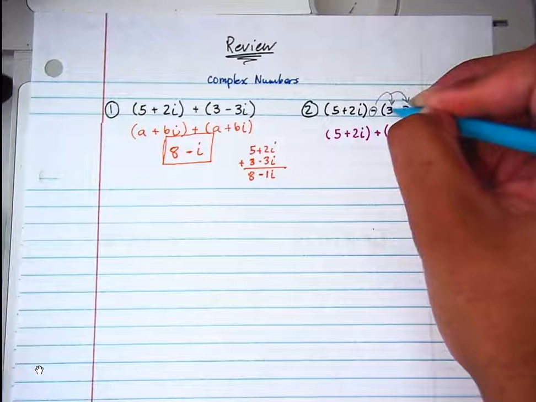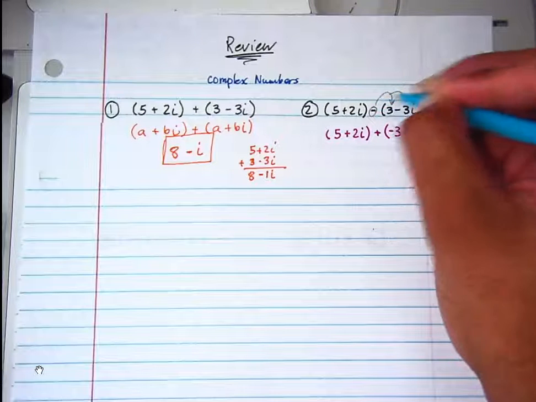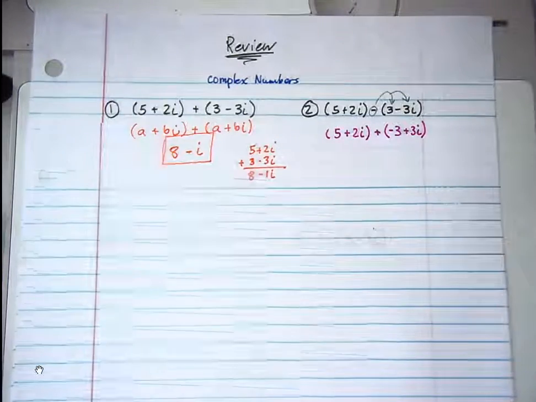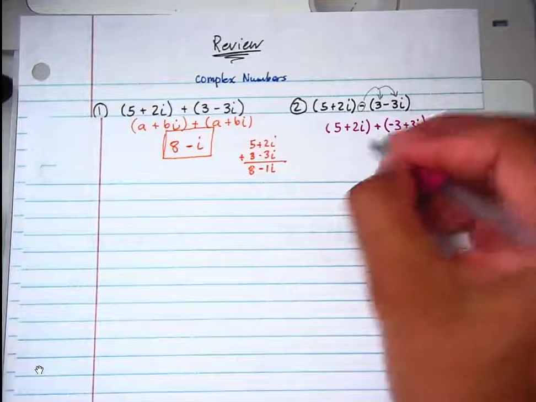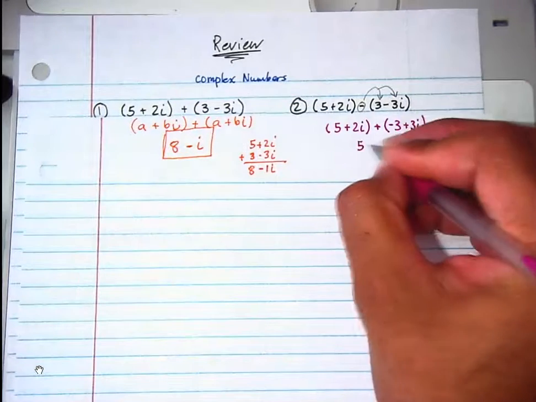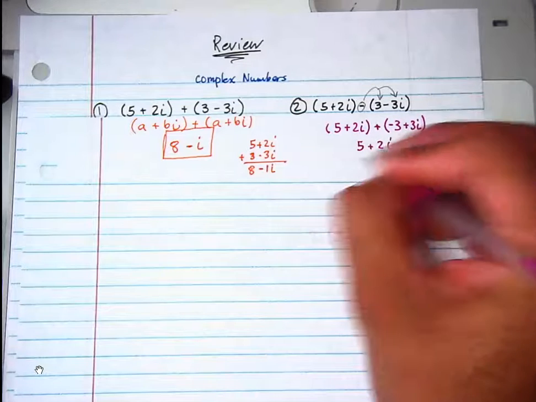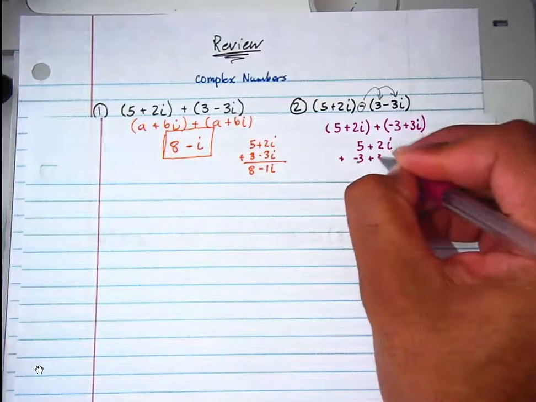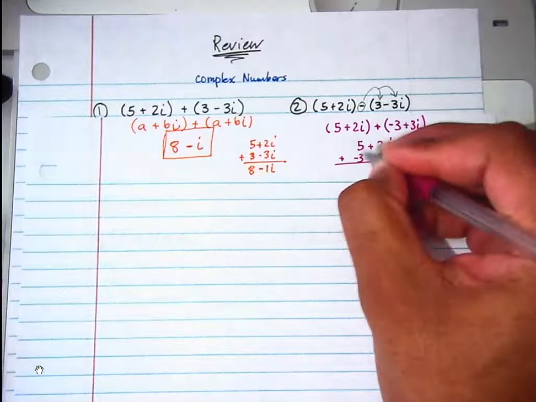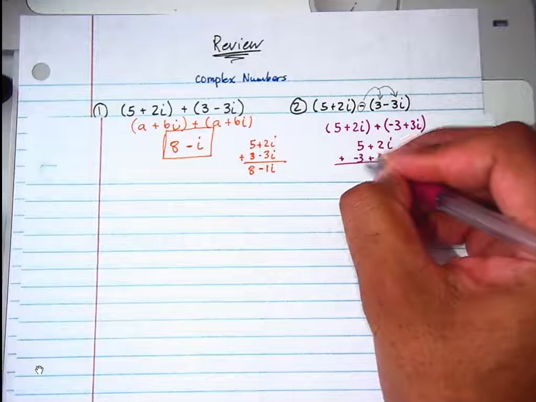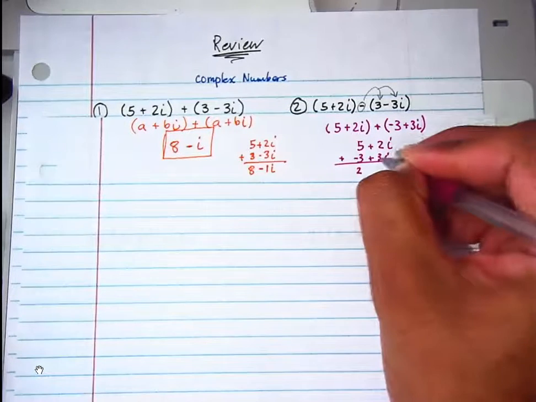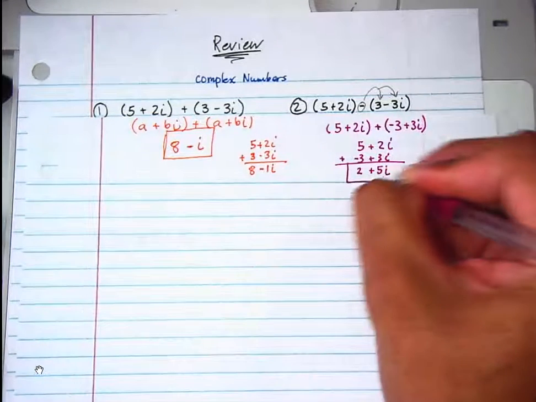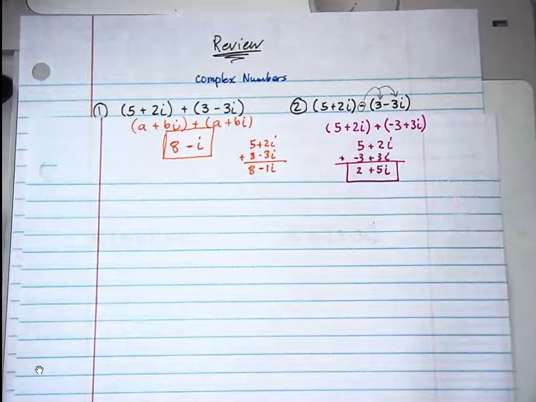Again, all we did was take this negative through and distribute it to both of them. So negative 1 times 3 is negative 3. Negative 1 times negative 3i is positive 3i. All right, then we're adding it up just like we did right here. Let's go ahead and do that real quick. Right, 5 and negative 3 is 2. 2 and 3 is 5. There we go. Easy, guys.